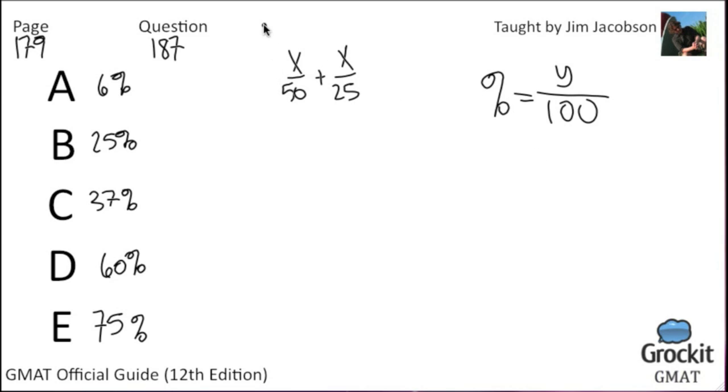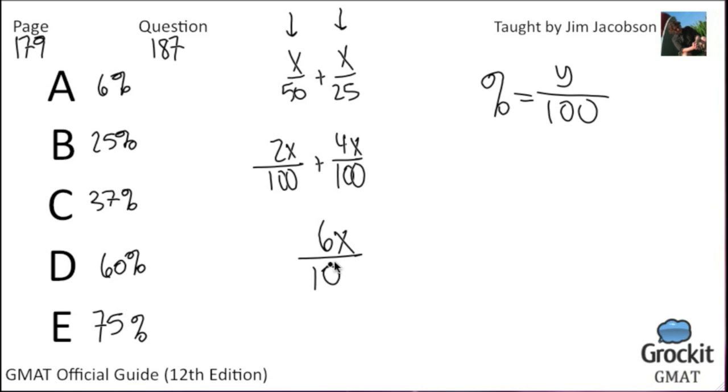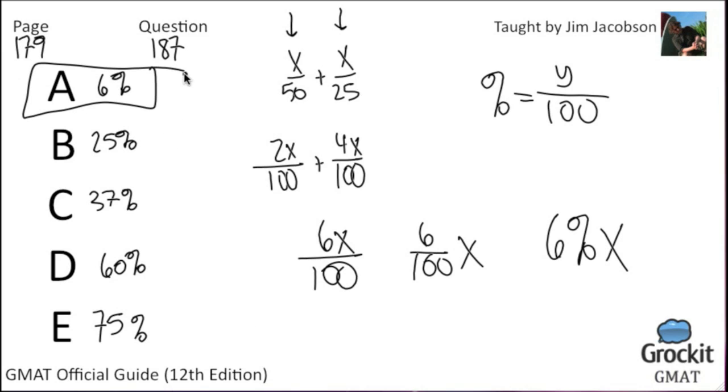So we can just convert each of these two fractions into 100ths, and those will be the percents. So X over 50 is the same as 2X over 100, plus X over 25 is the same thing as 4X over 100. So that equals 6X over 100, or 6/100ths X, which is the same thing as 6% of X. Answer choice A.